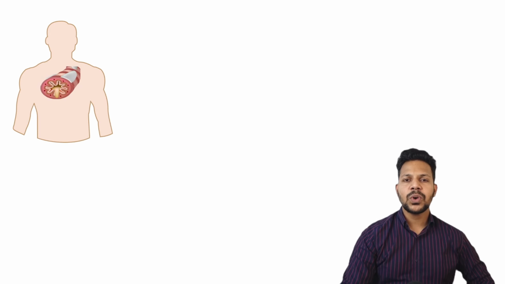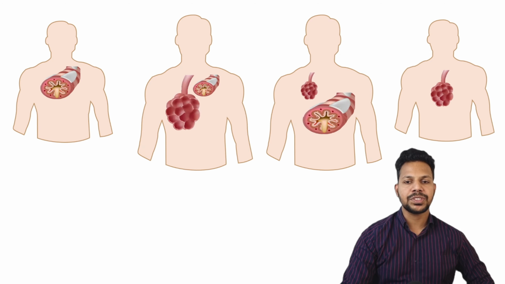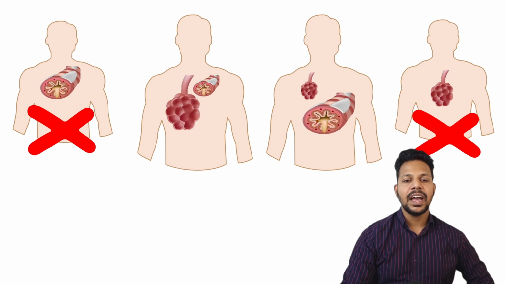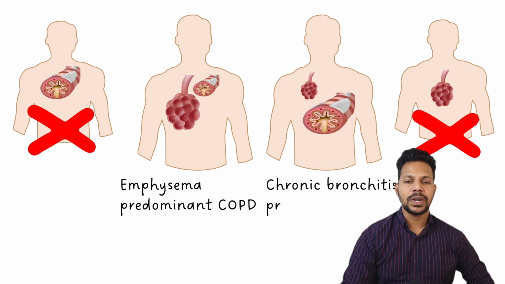In a patient of COPD, chronic bronchitis and emphysema are present in different proportions. What you need to remember is that we cannot find cases of chronic bronchitis alone or emphysema alone. What I want to emphasize here is that both of them may be present in the same patient but at different proportions. So some of them may have emphysema predominant COPD and some of them may have chronic bronchitis predominant COPD.